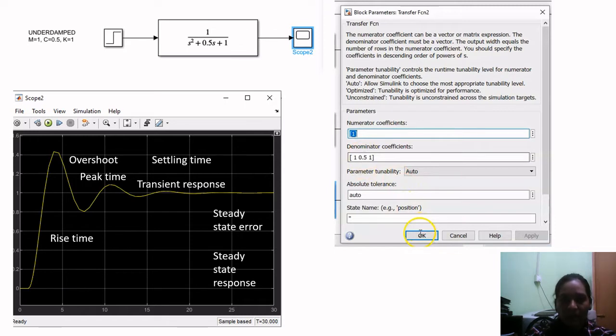And the last one is transient response. It means the response of a system to change from an equilibrium or a steady state. That's all from me. Thank you.